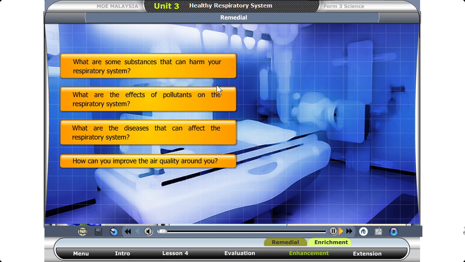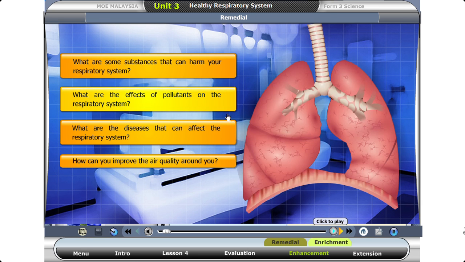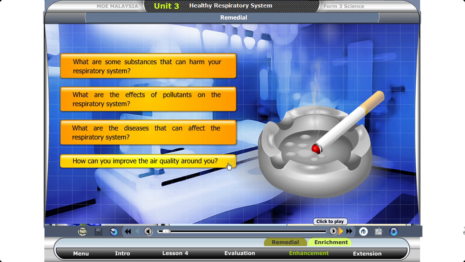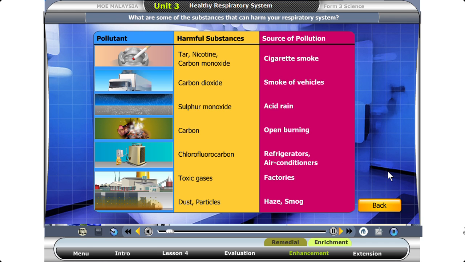Click on one of the questions to see the answer. These are some of the substances that are harmful to the respiratory system: tar, nicotine, and carbon monoxide from cigarette smoke, carbon monoxide from the smoke of vehicles, sulfur monoxide from acid rain, carbon from open burning, chlorofluorocarbon from air conditioners, toxic gases from factories, dust and particles from haze or smog.